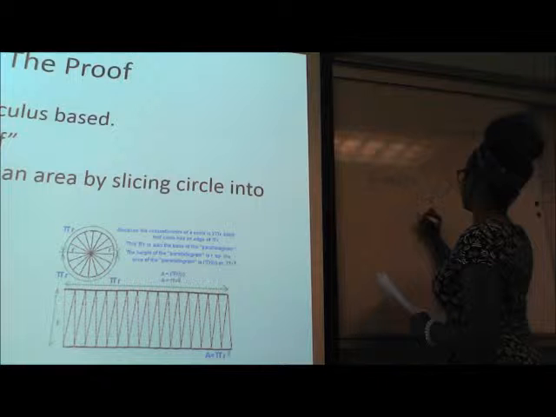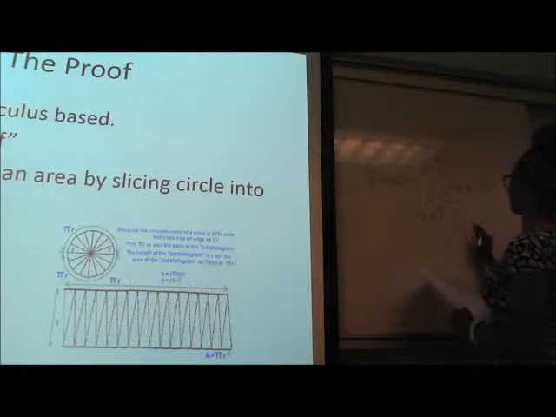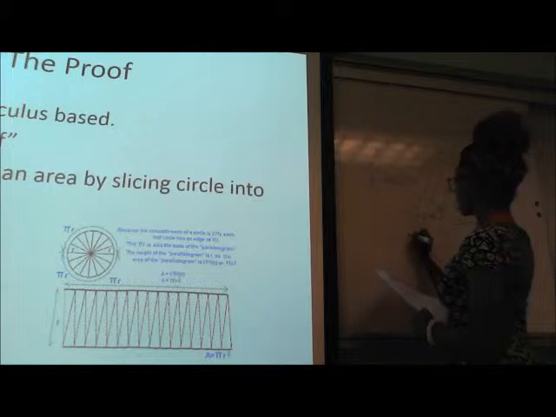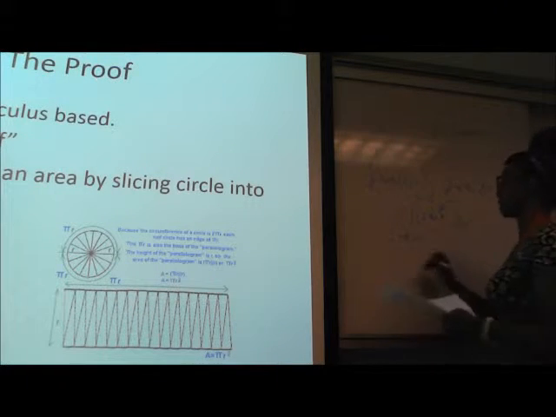Your second proof is called the onion proof, which was also made up by Archimedes. It takes the sum of an area by slicing a circle into layers, like an onion, which is the example right here.